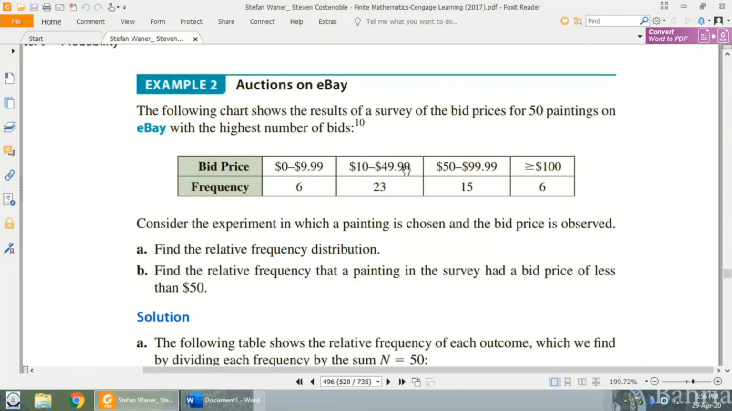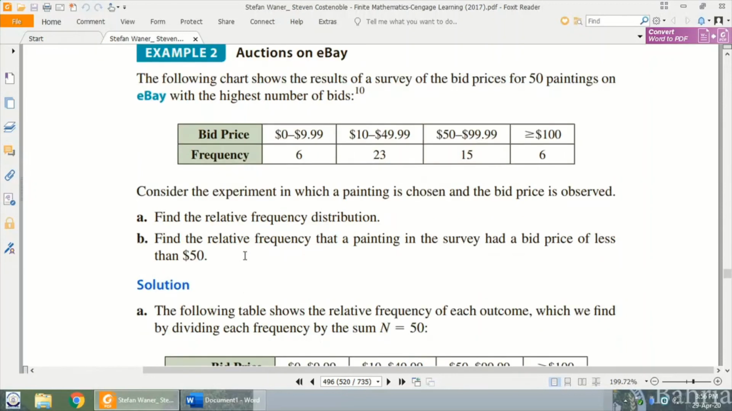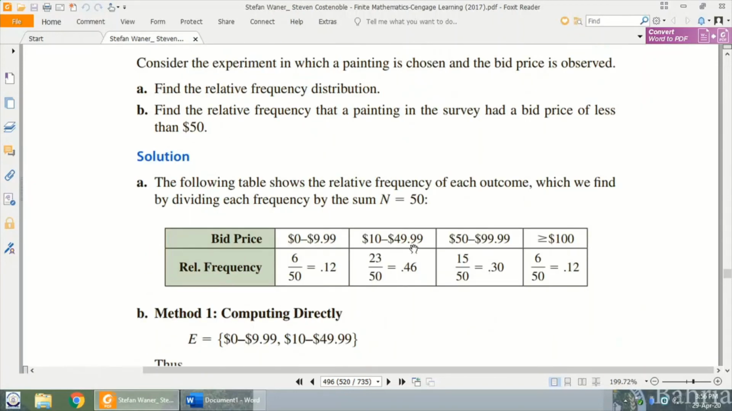And for 10 to 49.99 it is going to be 23 by 50. For 50 to 99 it is going to be 15 by 50. And anything above $100 is 6 by 50. As the value keeps increasing, the number of bids has reduced, which gives you perhaps more than $100 in this case. So now you can see this is 6 by 50, 23 by 50.